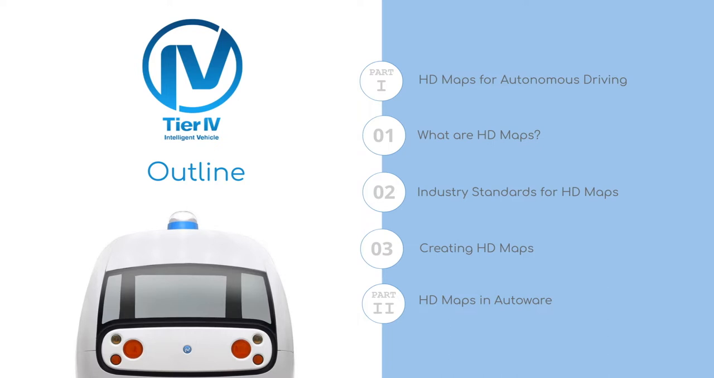Here is an outline of the contents of part one of the lecture. First, I will describe exactly what HD maps are in relation to autonomous driving technology, what they are used for, what types of information they contain, and give some examples of well-known commercial HD map providers.